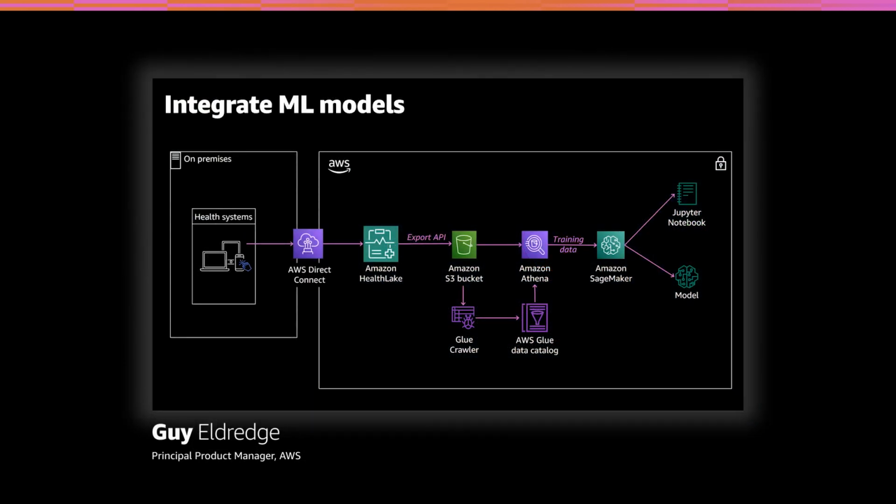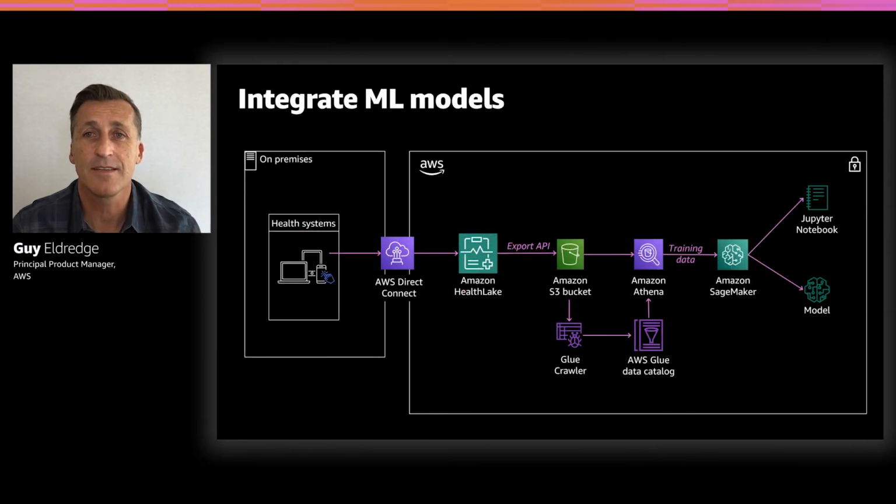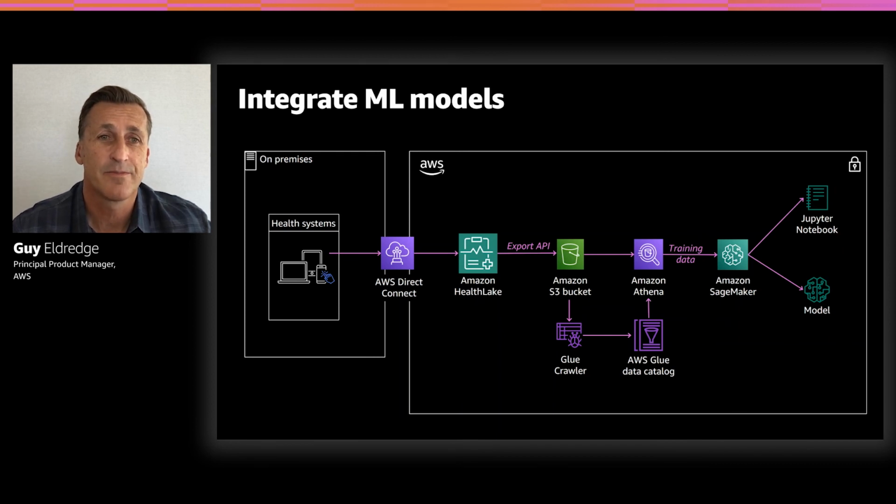So now we're going to talk about integrated machine learning models. Similar to QuickSight, you can export normalized data from Amazon HealthLake to S3 and then easily integrate SageMaker to your data. You can then start training on normalized data and use a Jupyter notebook to start building your predictive models, or start running your existing predictive models off of the normalized data set.